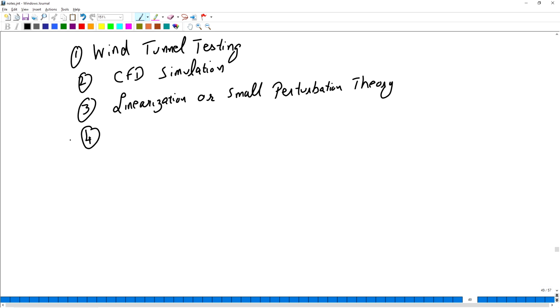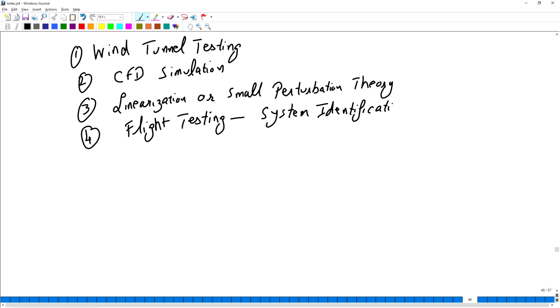Another method to obtain these derivatives is flight testing. After flight testing, we can use system identification techniques to find these derivatives. So the point I want to stress here is that it is not easy to get these derivatives. All right. Now let us go back to MATLAB.